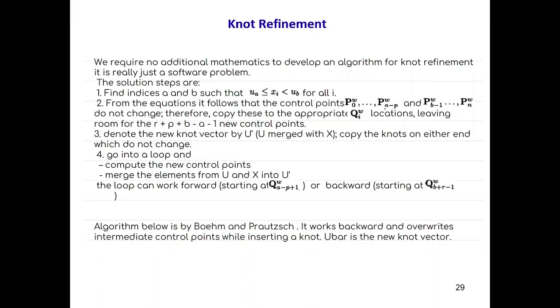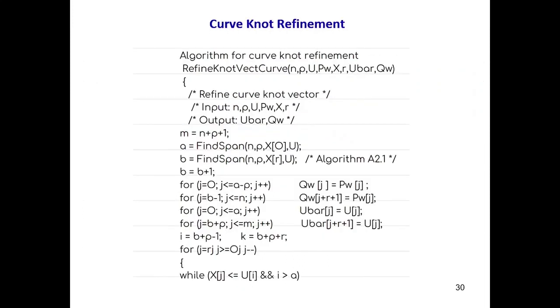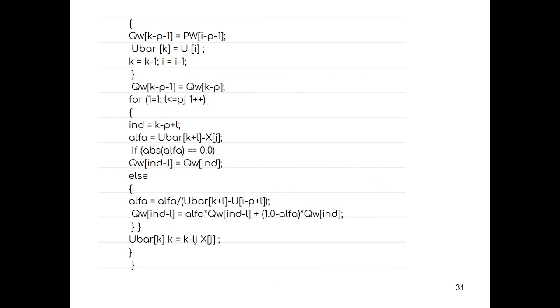U bar is the new knot vector. This is the algorithm for the curve knot refinement. We refine the curve knot vector while taking inputs and outputs of U bar, Q^w, and attributes. The span function finds the span, and we give certain limits for that by taking Q^w. Yeah, we take the U bar function and we assign it to the Q^w array.